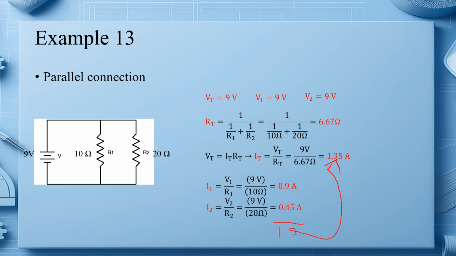So overall, in series connection, the current is the same, and if we total the voltage, we have Vt equal to V1 plus V2. In parallel connection, the voltage is the same all throughout or across the resistances, while if we solve for the total current, we have I1 plus I2.